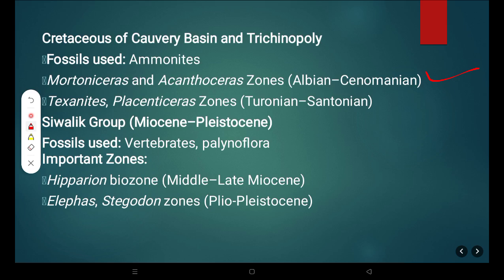Then for the Siwalik, Siwalik rocks representing Miocene to Pleistocene, the fossils used here are vertebrates and palynoflora. So what are the vertebrate fossils? Hipparion biozone for middle to late Miocene, Elephas and Stegodon for Plio-Pleistocene rock.